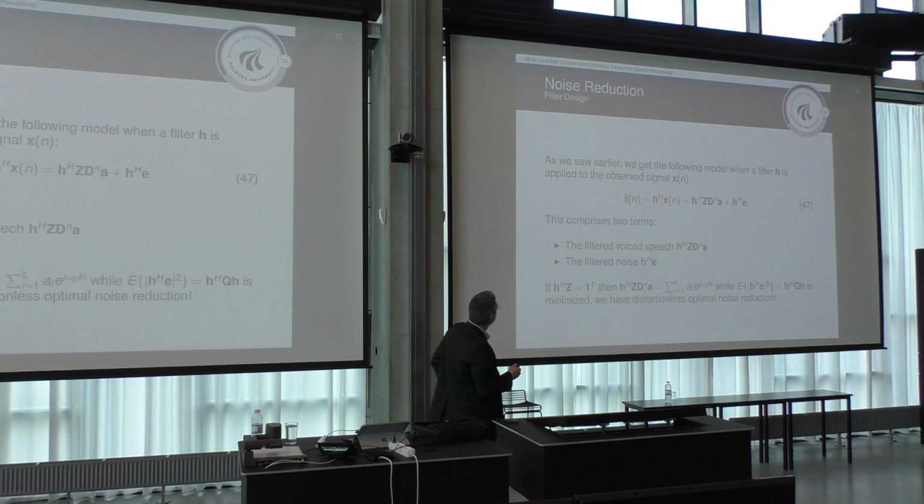Okay, so we saw that when we apply a filter to our observed signal here and plug in our model, we can understand what's going on. We're trying to estimate the speech sample, x-hat of n, here. There are two parts: the filtered voiced speech here and the filtered noise. Again, if we can design a filter such that we get ones out of this here, then what we get out of this is just the sum of sinusoids, which is exactly what we wanted. It means that such a filter would pass the harmonics without adding any distortion.